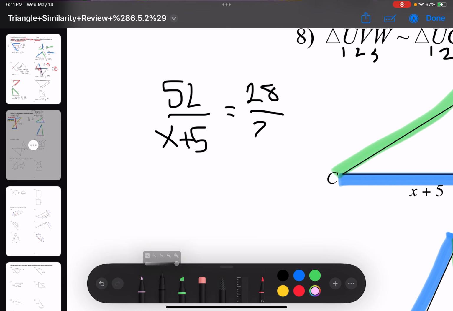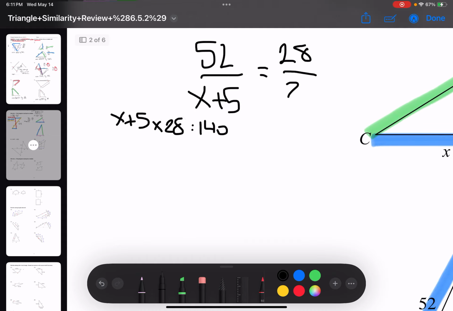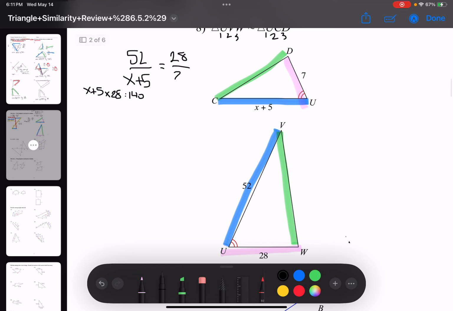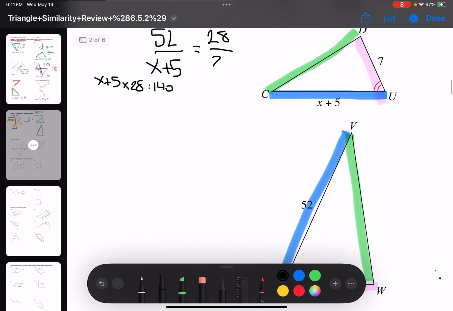Boom. Cross multiply. So we're just going to write this out on the side. X plus 5 times 28. That is equal to, so 28, hold on. 28 times 5 is equal to 140, because we have to do the x part separately. Do you know what I mean? And then that's obviously 28x because x is just like 1. So, boom, let's do this. So, we just did x plus 5 times 28.